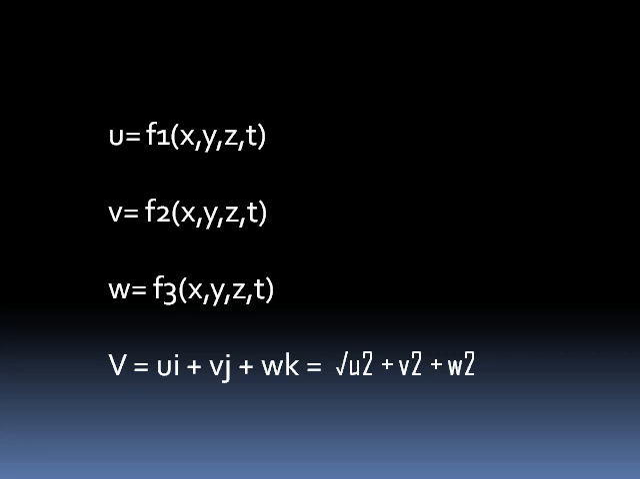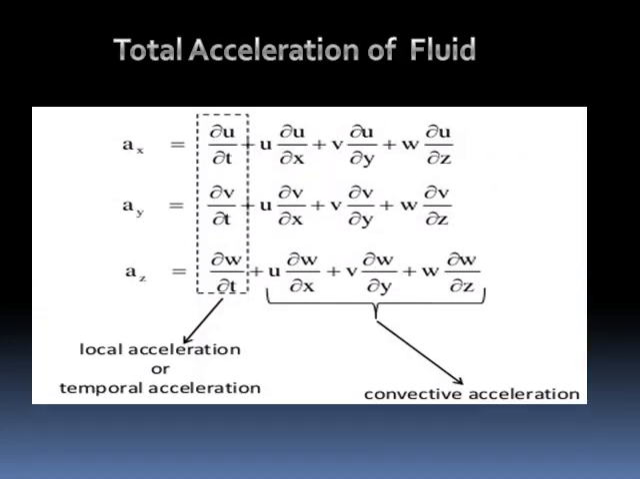Now we will see the mathematical representations. If we take u, v, w as functions f1, f2, f3, and all the functions have variables x, y, z, t, then V is equal to ui plus vj plus wk. Our resultant is equal to the square root of u square plus v square plus w square. Now we will see the total acceleration of the fluid, which will be ax, ay and az, denoting all three directions, x-axis, y-axis and z-axis.